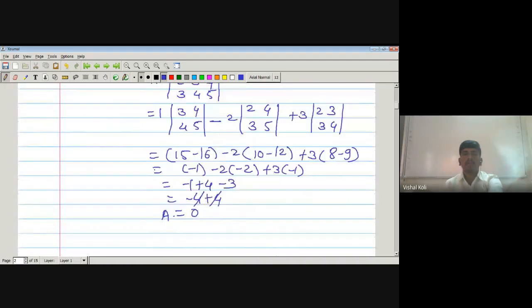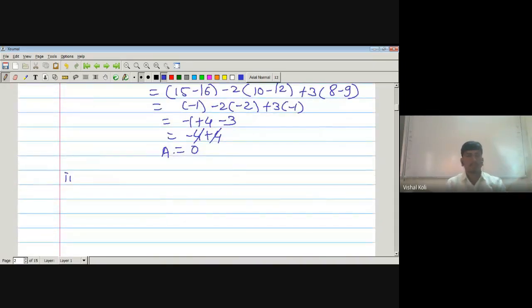Now the second one, let B be equal to 1 z minus y, minus z 1 x, y minus x 1.